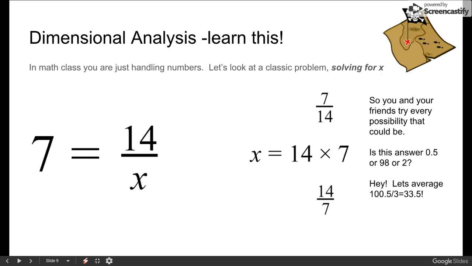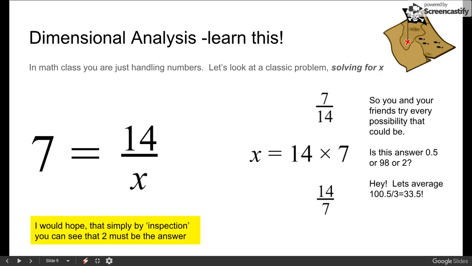This kind of brute force, just let's try every possibility, worked for Thomas Edison and the light bulb. It doesn't work this way. Now, I'm hoping in this problem you could see by sheer inspection that 14 divided by what equals 7. This one you can solve in your head, and you can conclude that the solution for x would be 14 over 7. You switch the two.